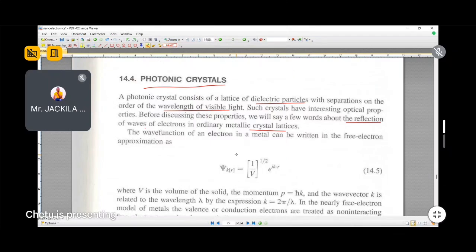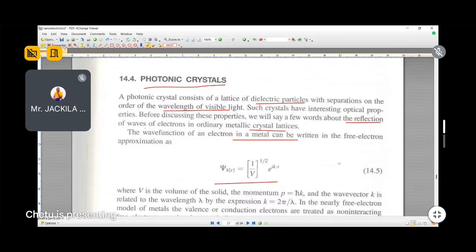You have a given metallic crystal, and the way X-rays or light are reflected, the waves associated with electrons can also be reflected by a metallic crystal lattice. So what happens? The wave function of an electron in a metal is given as a free electron wave function, meaning the electron is no longer bound to an individual atom. It is bound to the given metal, and that's why it is considered a free electron.